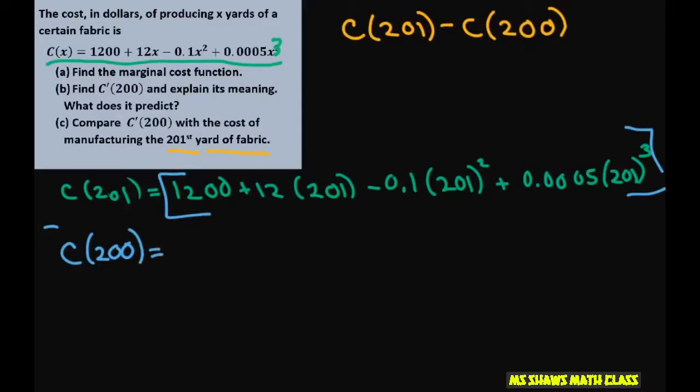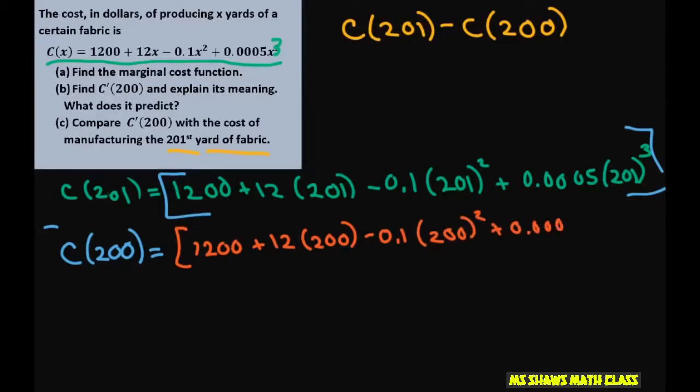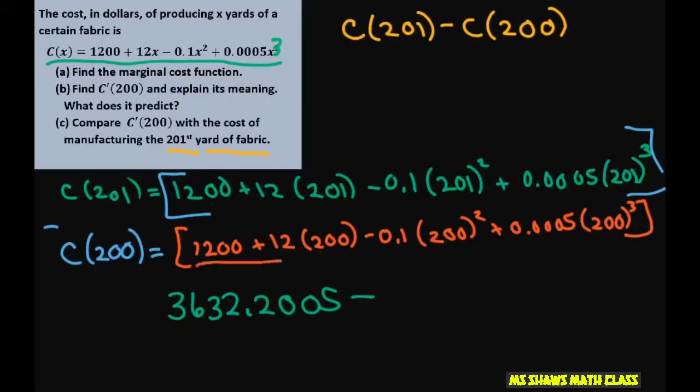You can see how this takes a lot longer. So you fill this in and put 200 instead: 1200 plus 12 times 200 minus 0.1 times 200 squared plus 0.0005 times 200 cubed. And this is going to give you the green part. It's going to give you 3,632.2005 minus, and the red part gives you 3,600.